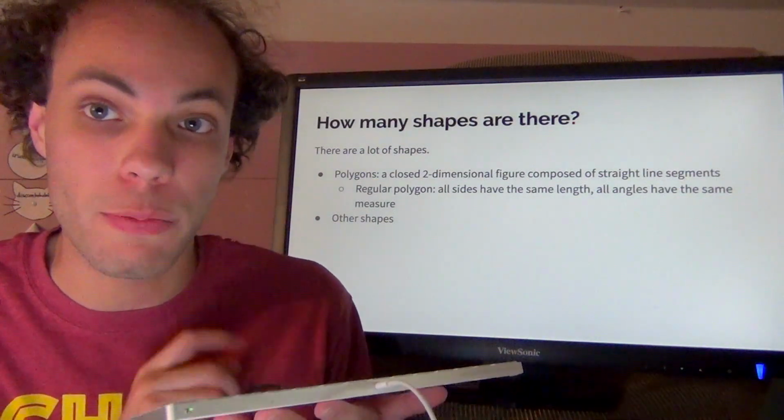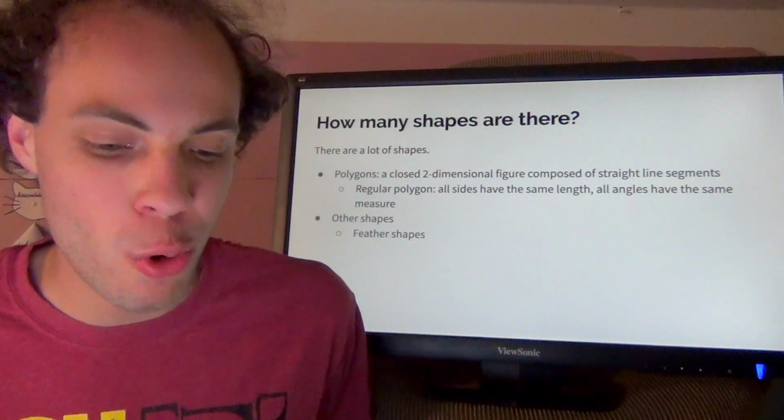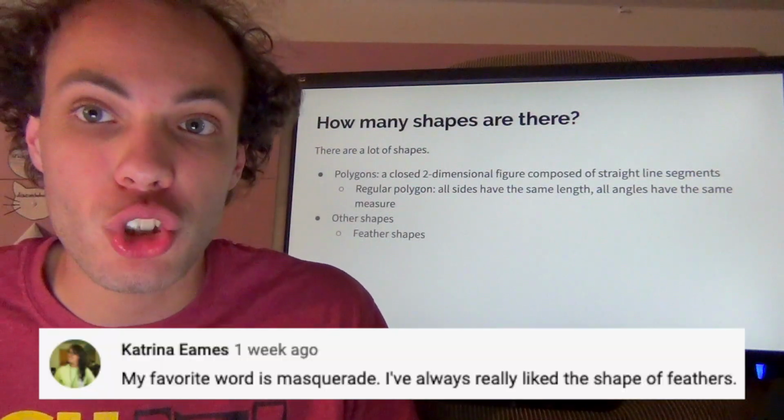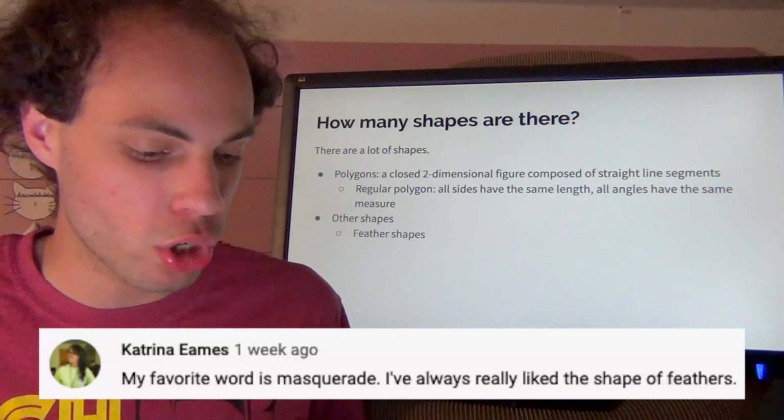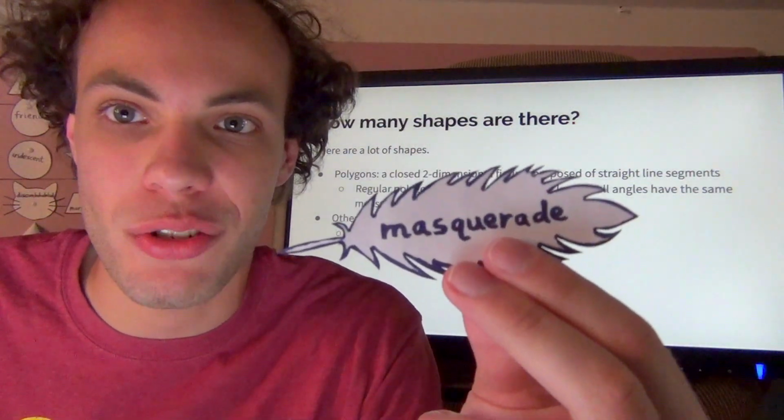One example of another shape is feather shapes. And we've got one of those for the board today. Favorite shape, feather. Favorite word, masquerade. Here it is, our feather masquerade.